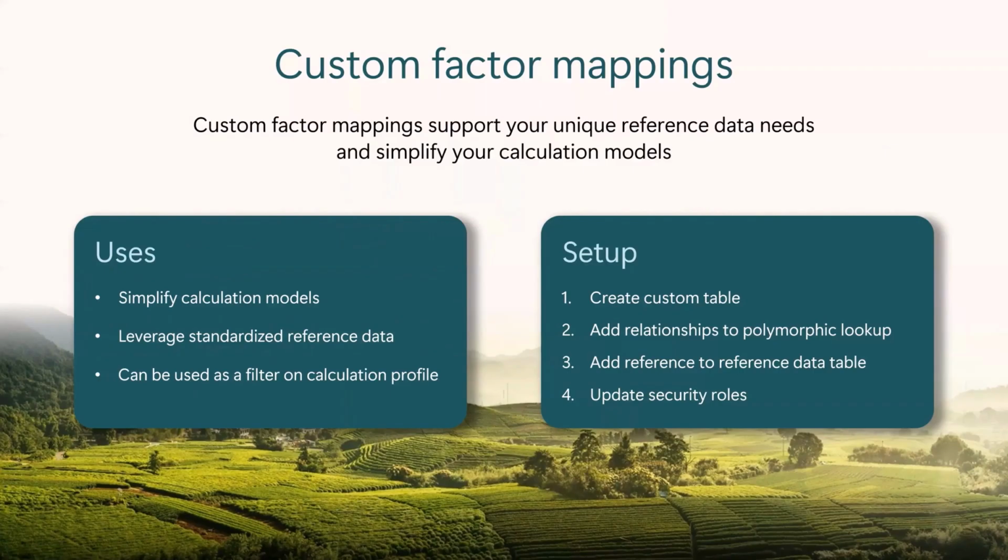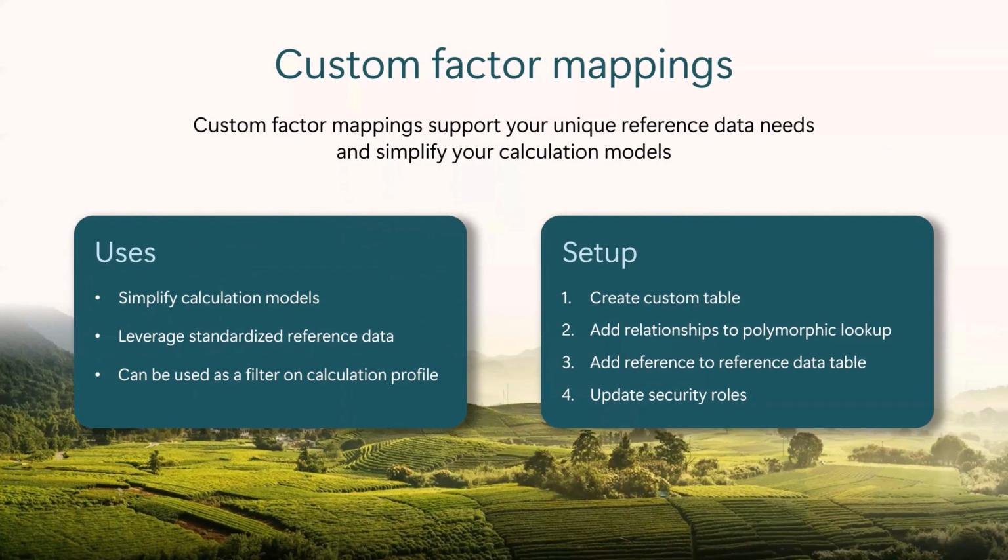Contoso Coffee roaster needs to calculate the stationary combustion emission based on the roaster model they are using, as different roasting machines have varying emissions depending on the technology they employ. To achieve this, Contoso will implement custom factor mappings. Let's walk through the steps of creating custom factor mappings.